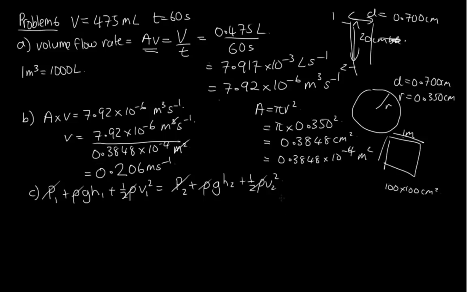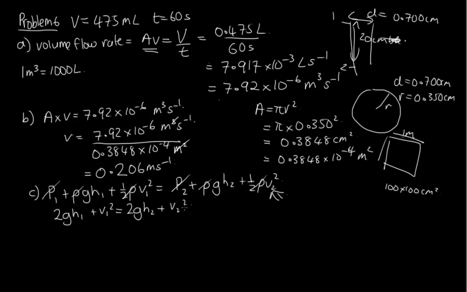And what we're trying to find out is the velocity at the bottom. So this is the term that we want to find. So let's simplify it a bit by multiplying all the terms by 2. That will get rid of these halves. So we've got 2gh1 plus v1 squared is equal to 2gh2 plus v2 squared.